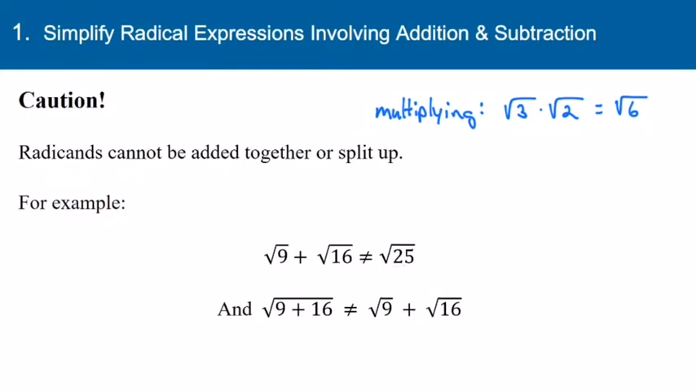We can't say square root of 9 plus square root of 16 is square root of 25. We can't add the 9 and the 16 together because, as we just saw, adding radicals means combining their coefficients, and the radicals have to be the same. And we also can't go the other direction. If we have a sum under a radical, we can't split that up into two separate radicals. So don't get adding and subtracting confused with multiplication.